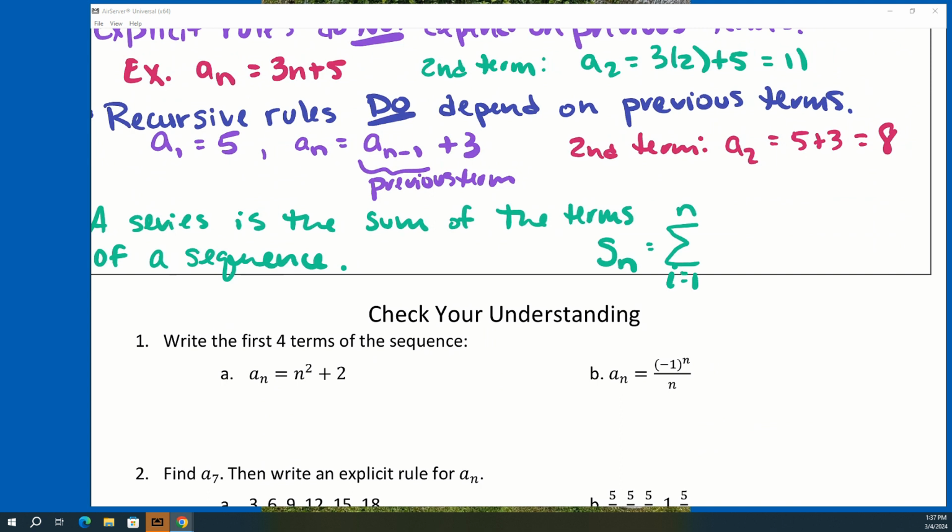So what this means is you start by plugging in 1, and then you plug in 2, and then you plug in 3, and then you plug in 4, and you keep plugging in the number until you get to whatever is up here. So the bottom is where you start, and then you go up by 1 until you get to the top. So our little rule is just a generic rule. We're going to call it a sub i. So we plug in 1 plus plug in 2 plus keep plugging in until you get to plugging in n. And we'll do an example of that without all the symbols. It'll make more sense.